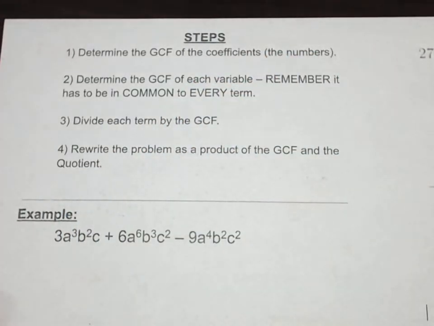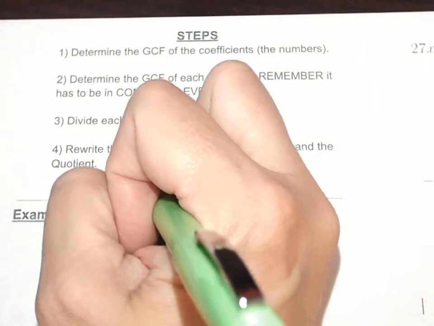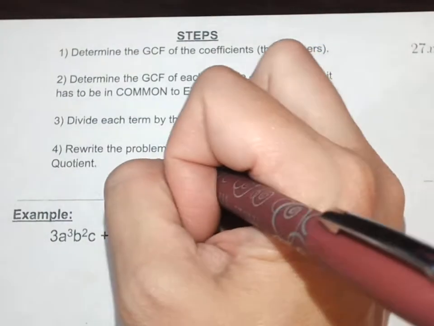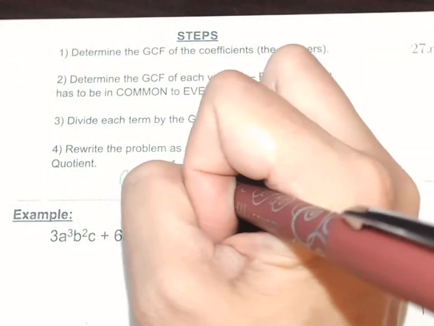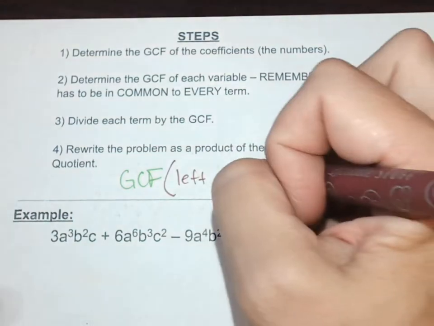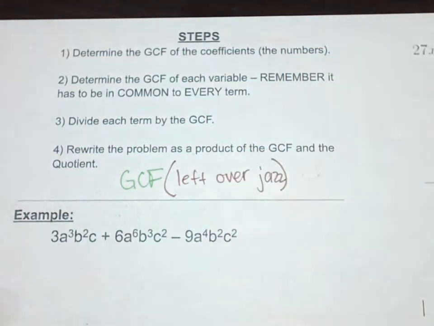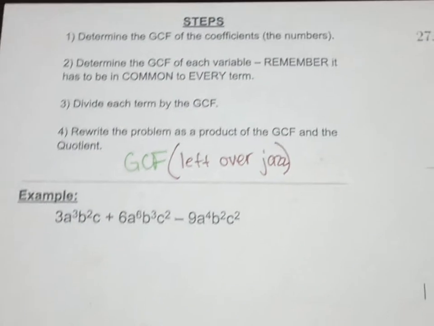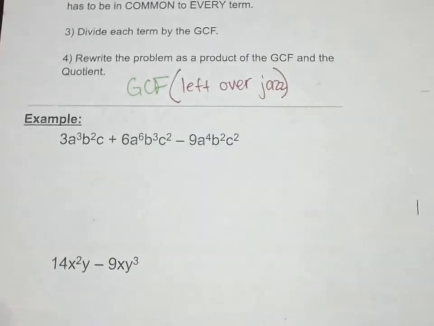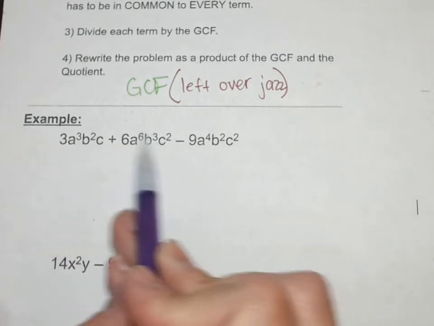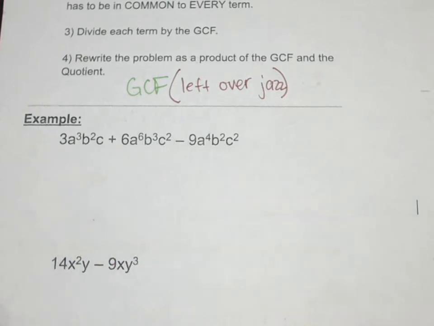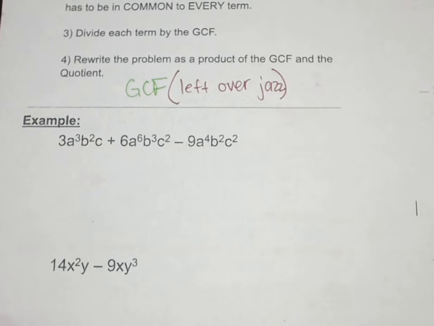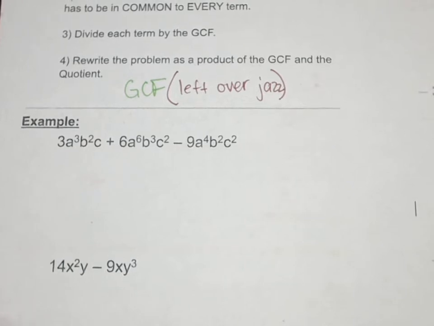Actually, let me use another color here. Our GCF is going to be out in front of the parentheses, and then all of your leftover business, the leftover jazz, is going to be in the parentheses so that we can think about undoing our distribution. So that's what your answer is going to look like. Looking at this, we have 1 term, 2 terms, and 3 terms. There are 3 terms in this problem here. And we're going to think about what can we take out of each term that is the maximum factor.